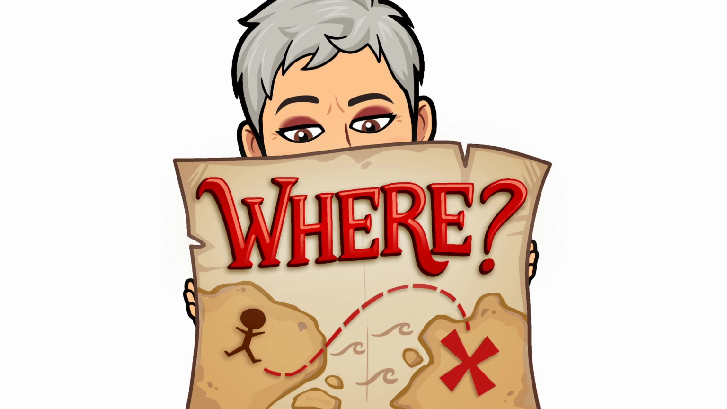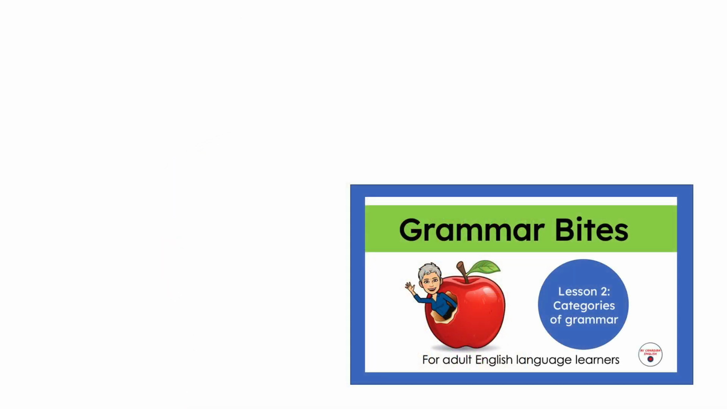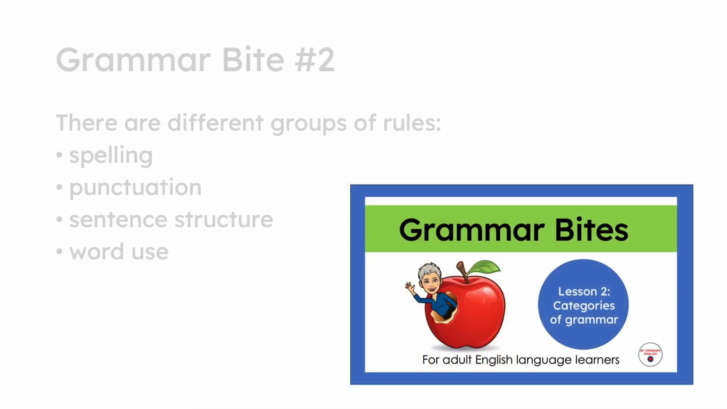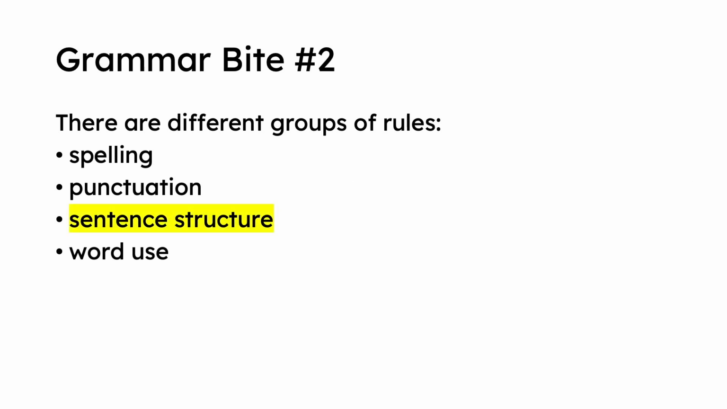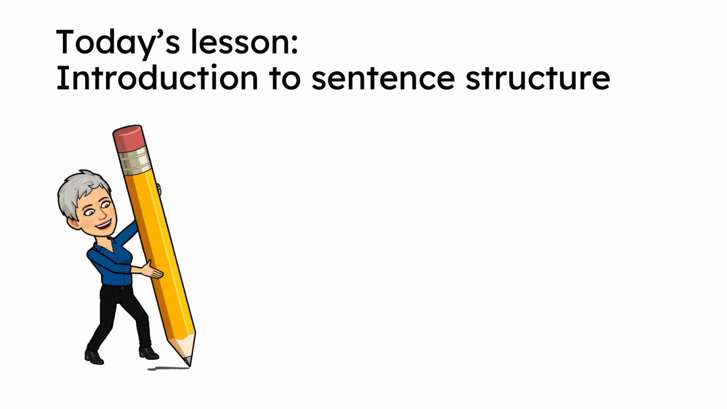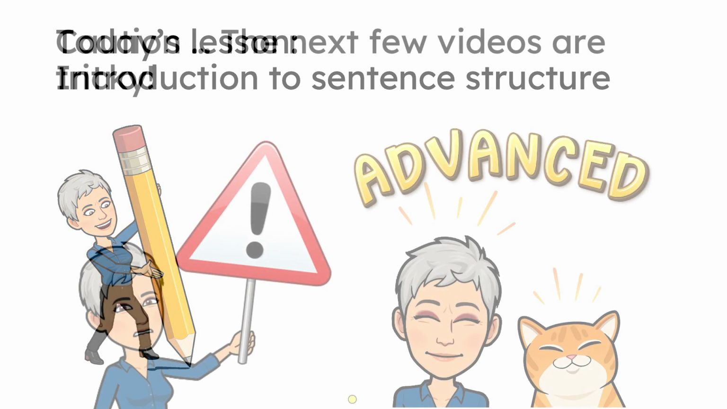Now maybe you've been watching all along. Do you remember back to Lesson 2? I said there were different categories of grammar: spelling, punctuation, sentence structure, and word use. Today, I'm going to be focusing on sentence structure, so how sentences are built. Today's lesson is an introduction. I will make at least 3 more videos about the different specific sentence structure types.